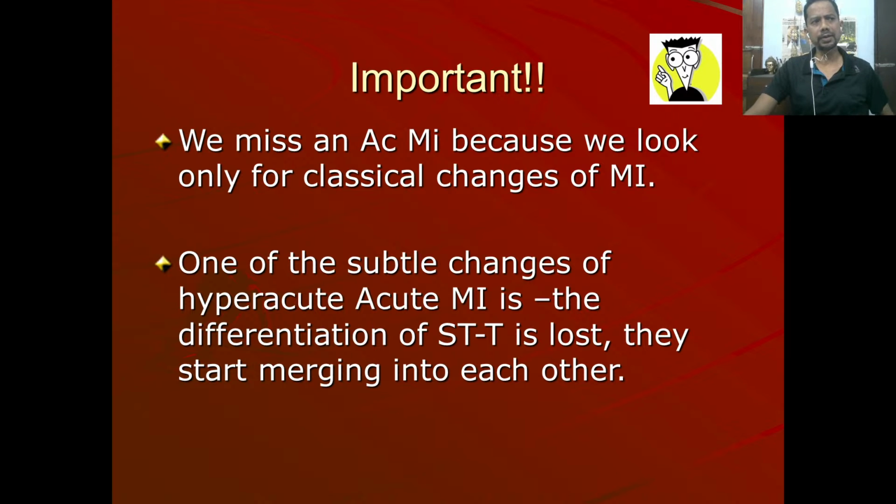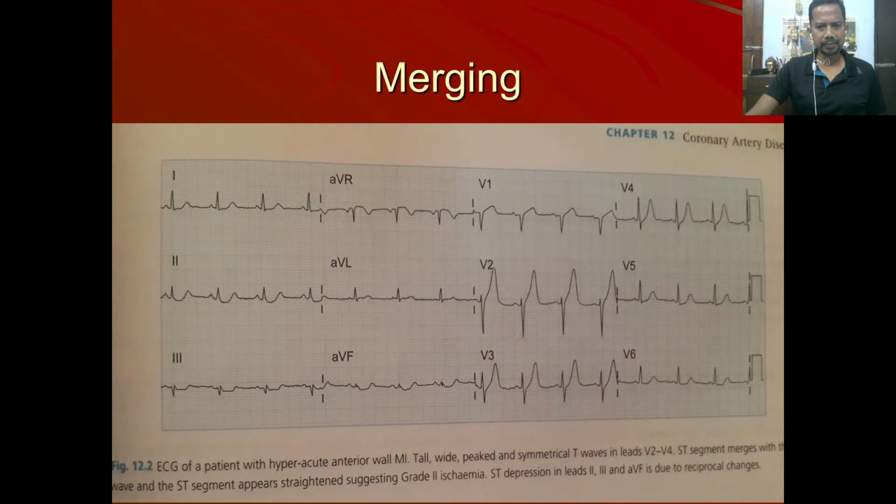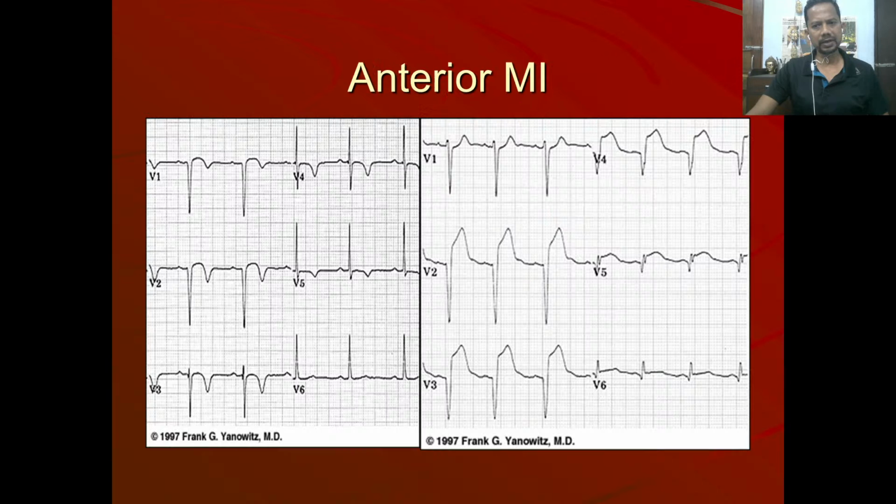Whatever I have taught you till now is important from the clinical point of view and from the theory point of view also. Then this is merging of ST and T. You see out here, you can't say where ST is ending and where T is starting. This is the subtlest sign of MI starting. You have to pick up the patient here and thrombolyse.